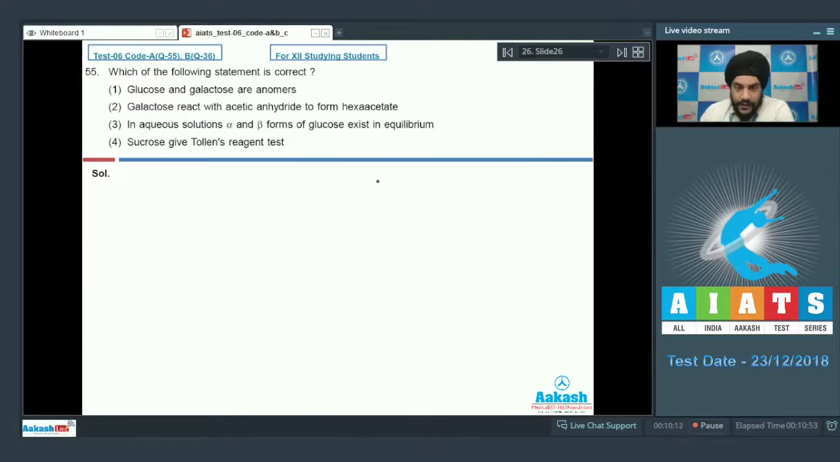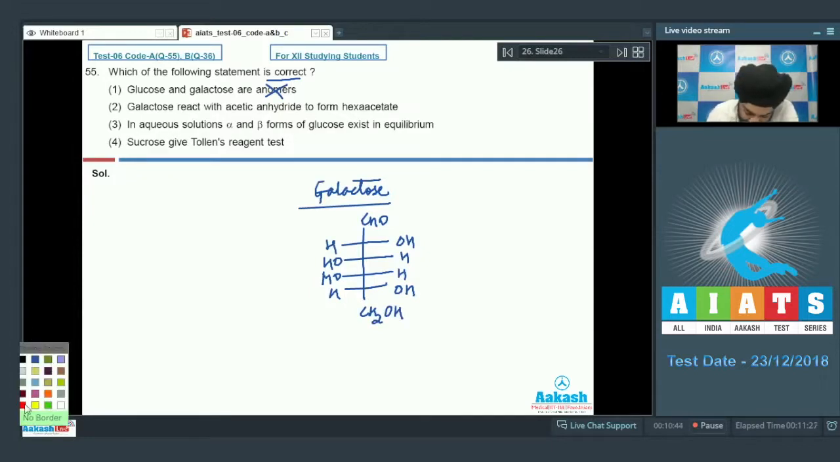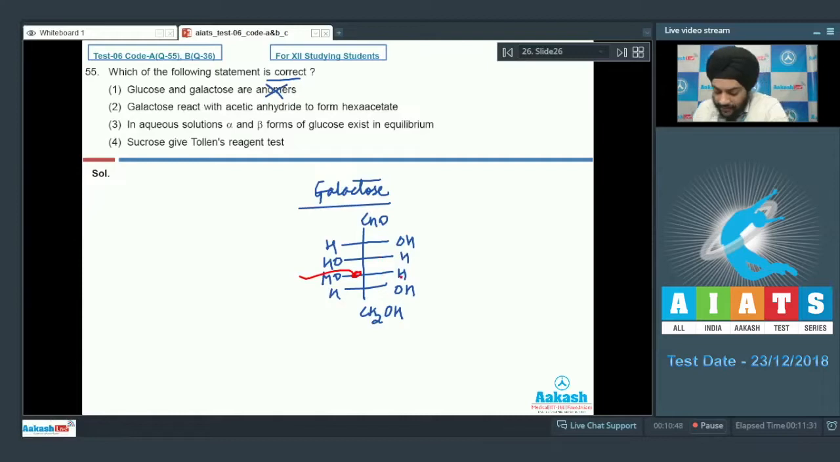Question number 55. Which of the following statement is correct? So in the first option, the examiner seems to be interested in knowing if the glucose and galactose are anomers. Students, this statement is incorrect. If we talk about galactose, we can have the structure of galactose. So it is also an aldohexose. Both glucose and galactose are aldohexoses, with the difference being at the carbon number 4. So glucose and galactose differ only at this carbon, and they are C4 epimers and not anomers. So statement 1 is incorrect.